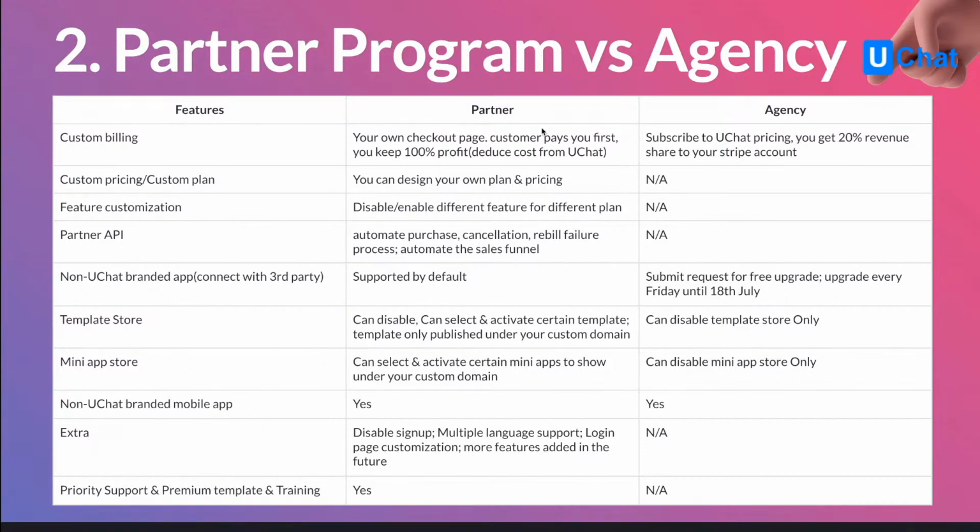So partners have more flexibility, and they can design their own plans and pricing. Their own plans can depend on the number of bots, members, and bot users, so they can have separate plans. For all these plans, they can also disable or enable certain features. That is the flexibility partners have compared to agencies. Let me show you exactly what I mean.